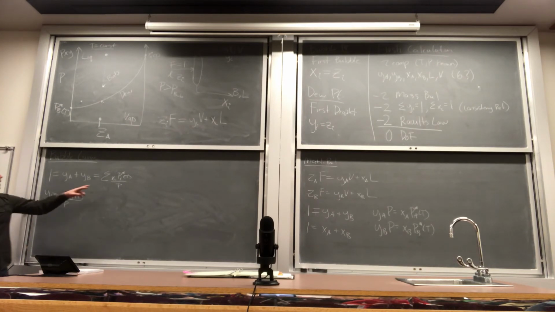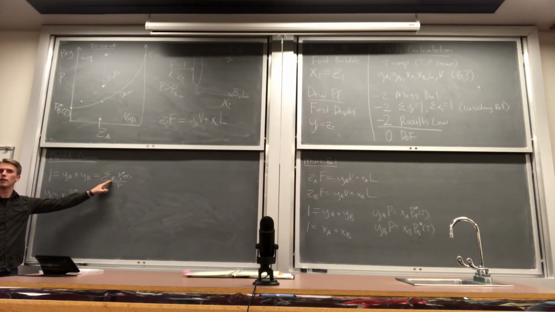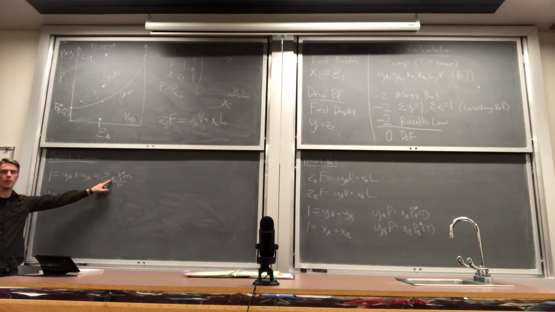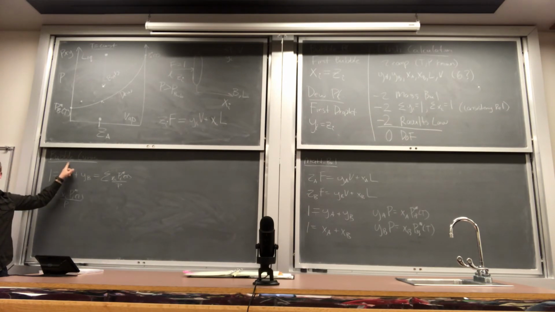Do I know my xi's? I know my total composition, because z is equal to x. The total composition is equal to my liquid composition. Do I know my saturation pressures? We should be able to look them up. Do I know my system pressure? No, we're trying to solve for the bubble curve. We're trying to solve for that.